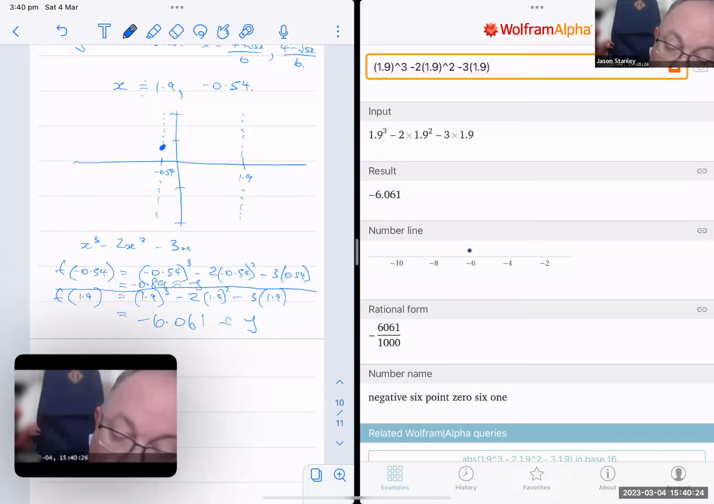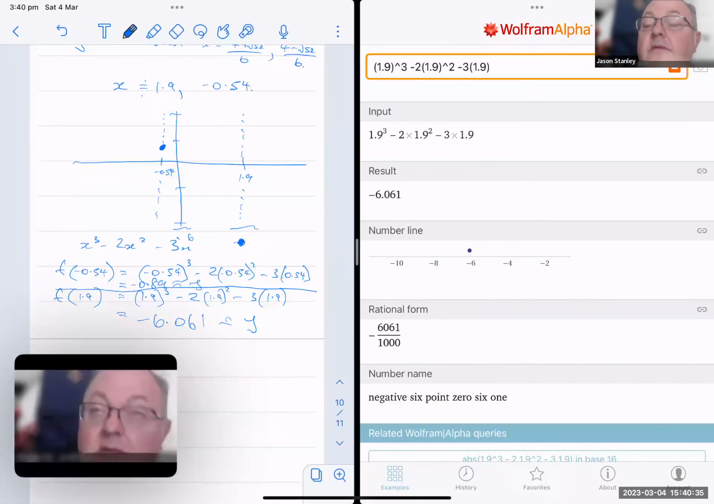Okay. So here, minus 6 is going to be way down here somewhere. Minus 6. And we'll put it there. Now, what's the gradient at those two points?